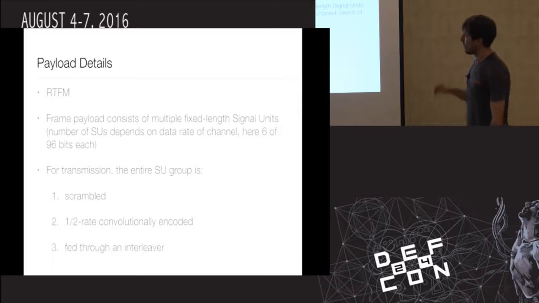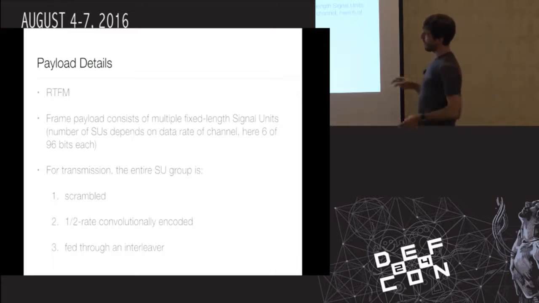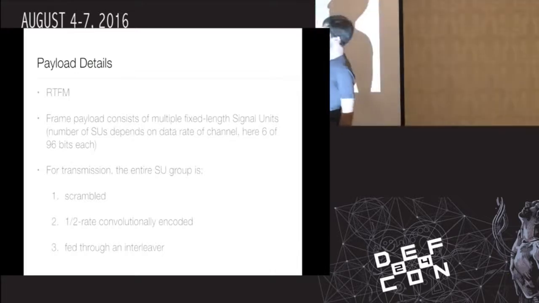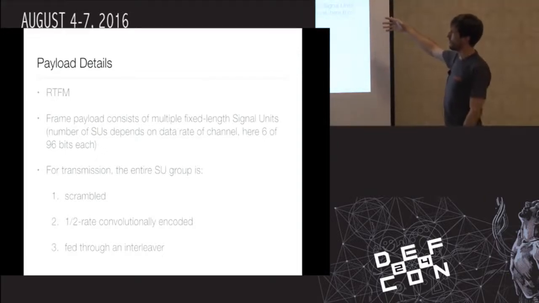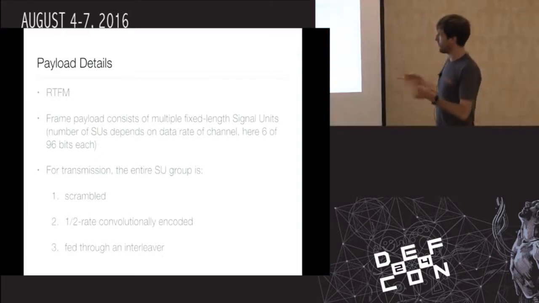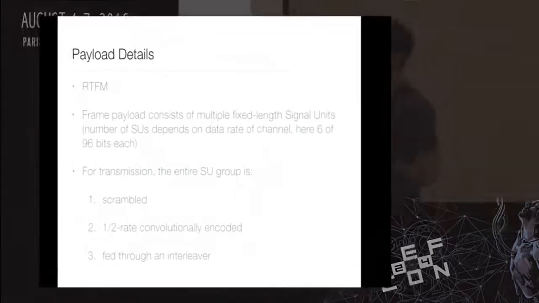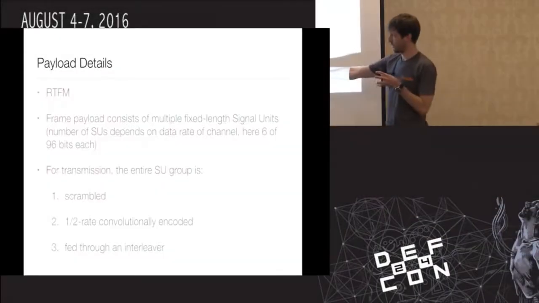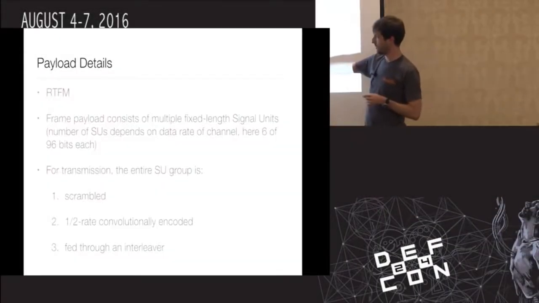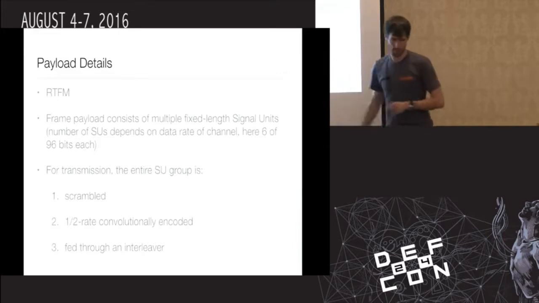So you can go that far. I found a couple of hints, which is what that's about. But the hints are that a frame payload consists of multiple fixed signaling units. And for the P channel, it usually depends on the data rate, but here it's 6 SUs, and each of them are 96 bits. So for transmission, you basically construct the entire group, you scramble it, use a half-rate convolutional encoder, and then you put it through an interleaver.